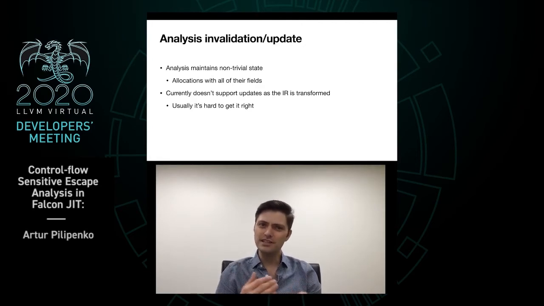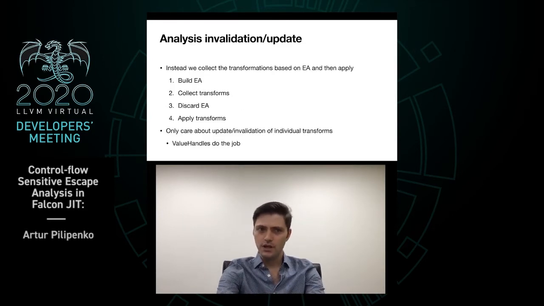And I will start by saying that the analysis I presented maintains a non-trivial amount of state. It maintains unescaped allocations with all of their fields. Currently, we do not support update to the analysis as the code is transformed. And usually it's hard to get this kind of thing right. So instead, we do the following. We compute the analysis, then we collect a set of transforms we want to do. We discard the analysis, and then we apply the transforms.